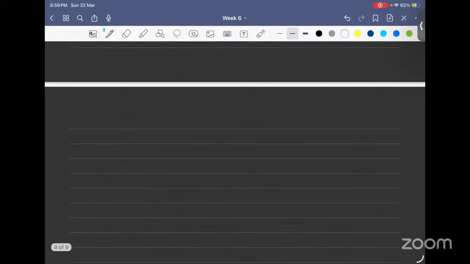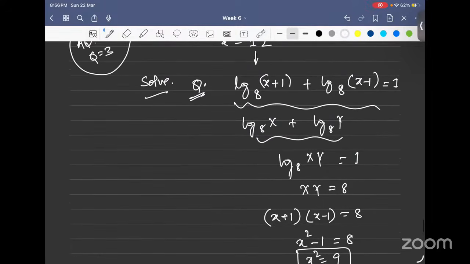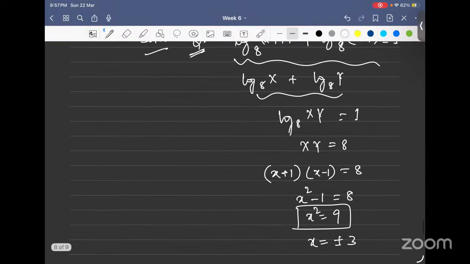We can also do it by taking log base 8 of x plus 1 times x minus 1, then log base 8 of x squared minus 1 equals 1. Yes, that you can also do. Okay, so we have to discuss the change of base rule also, right? That is also the same.